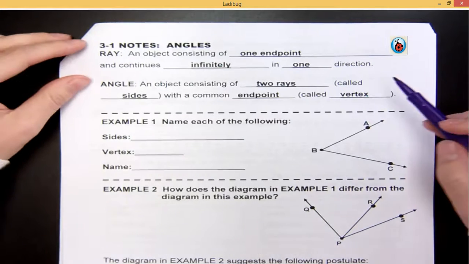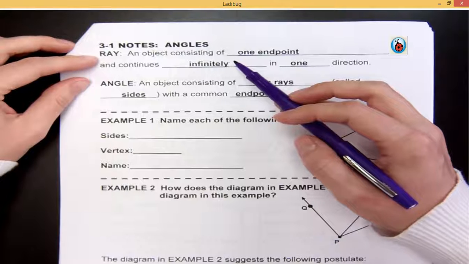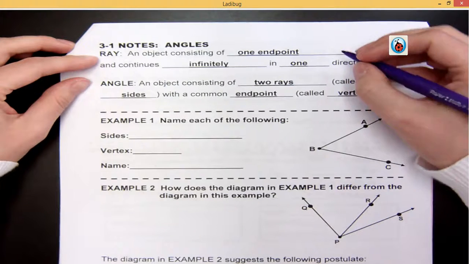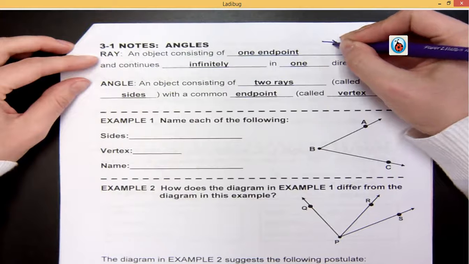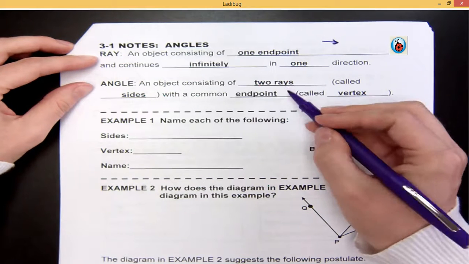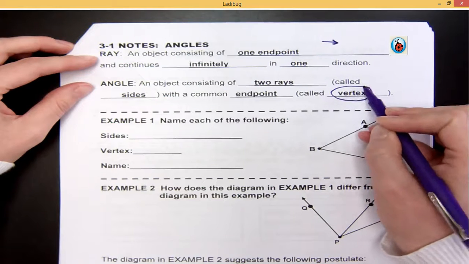Okay, so we're here on notes 3.1, the angles. Quick review of our definitions from an earlier unit: a ray has one endpoint and goes infinite in one direction, so it's something that goes one way. An angle is just two rays with a common endpoint called a vertex.